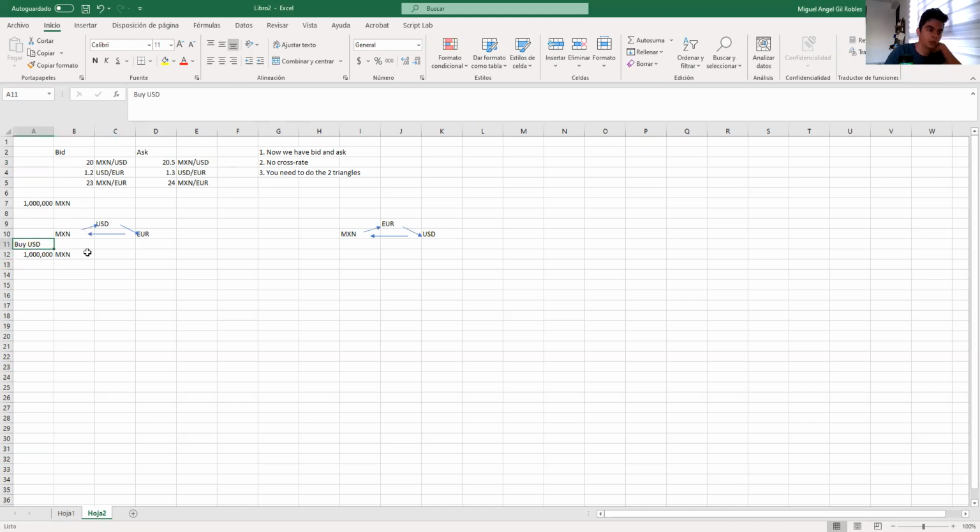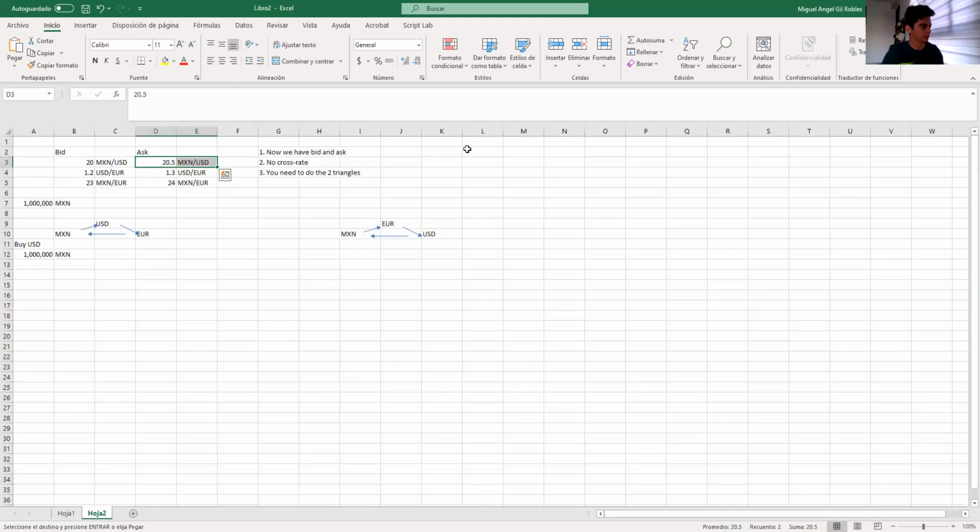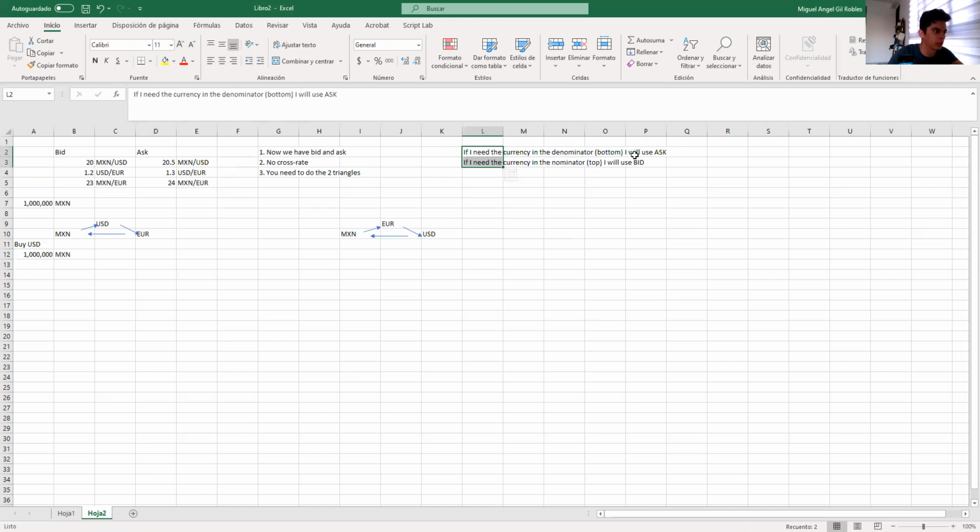I have pesos, I need to buy dollars. So if you need to buy dollars, what are you going to use, ask or bid? You need the currency at the bottom, right? You need the currency in the denominator. Because you need that currency, you're going to use ask. I can copy that from the last video. If I need the currency at the bottom, I will be using ask. So I will get this one.